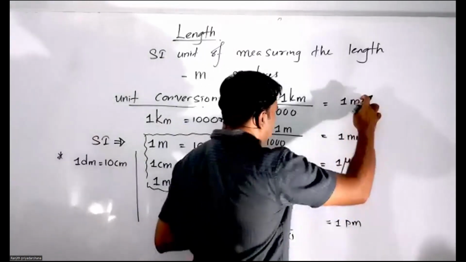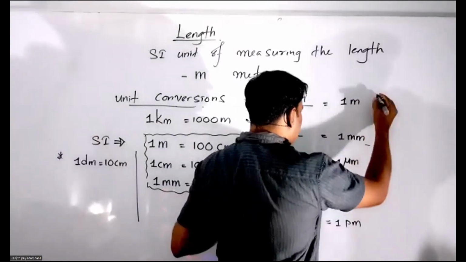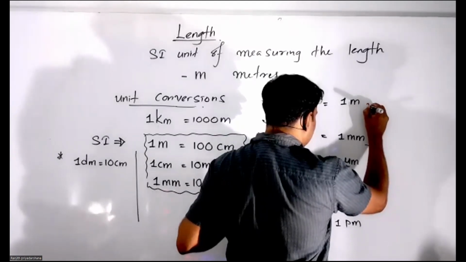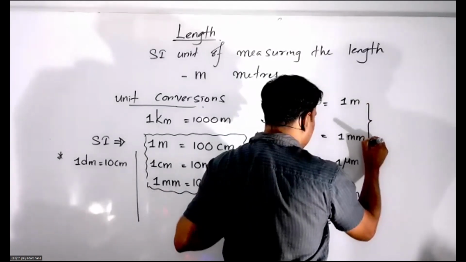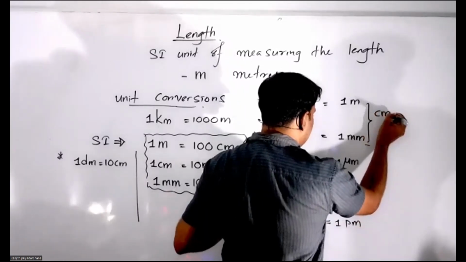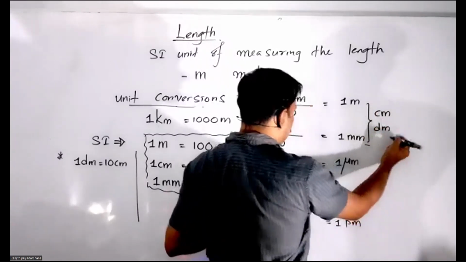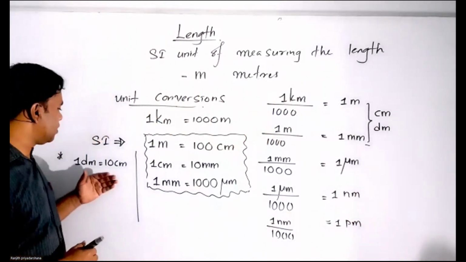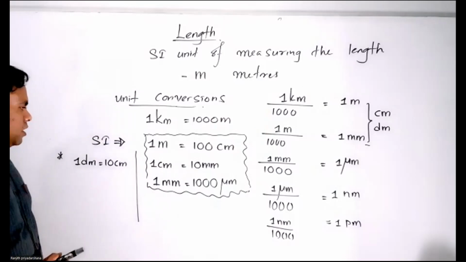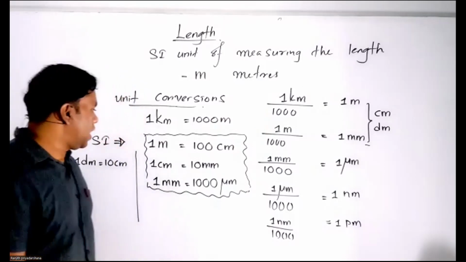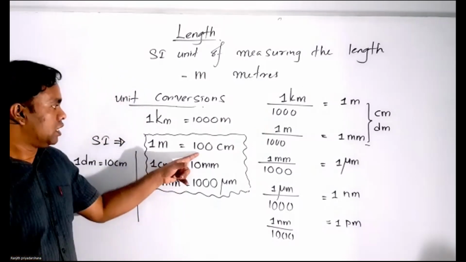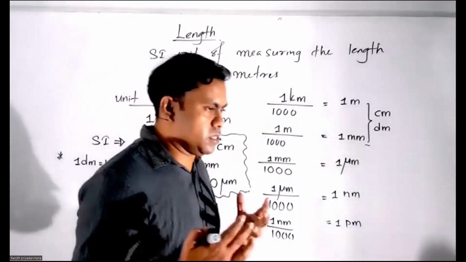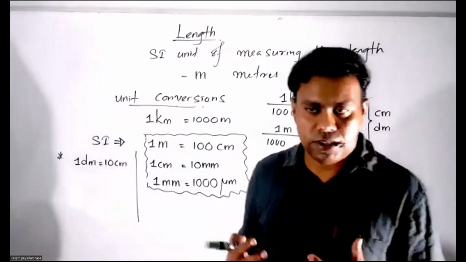What are the other units between meter and millimeter? There are two. One is centimeter, the other one is decimeter. Their relationship is here: 10 centimeters is called 1 decimeter. And 100 centimeters equals 1 meter. So cent means 100.